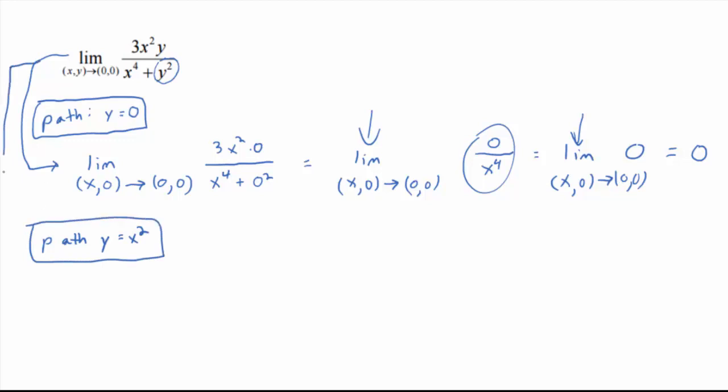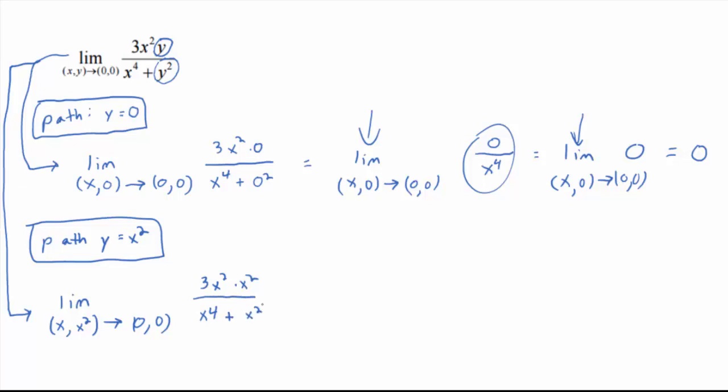So the path y equals x squared turns this limit into the limit as (x, x squared) approaches (0,0) of 3x squared, and okay, y is x squared, so in this formula I'm just going to replace y with x squared. And then x to the fourth plus, down here it's going to be x squared squared, right? Everybody buy that? Just plugging in x squared for y in the formula for what we would call f of x, y.